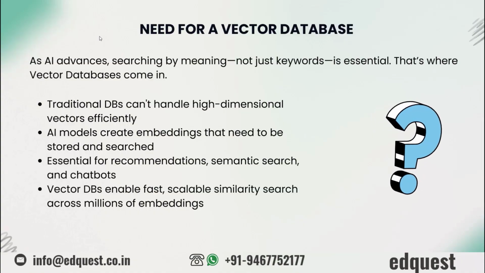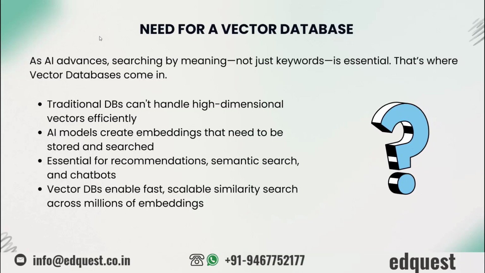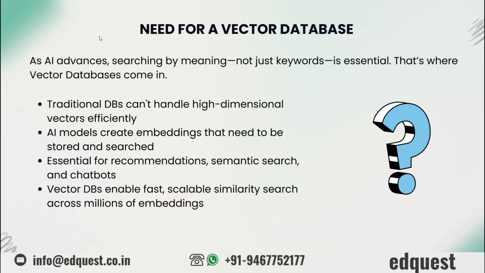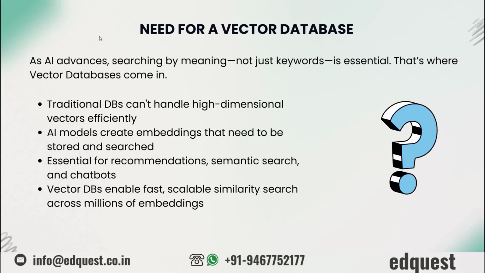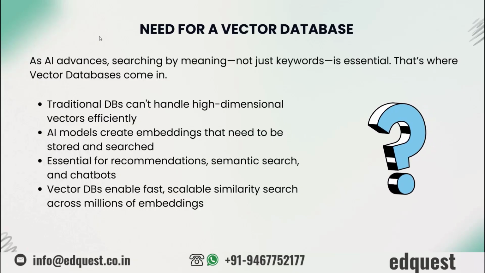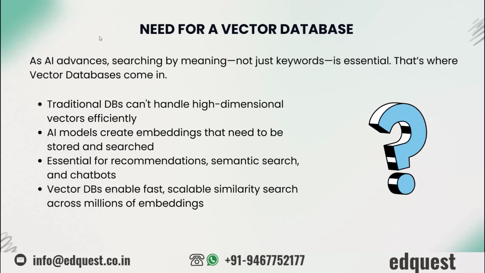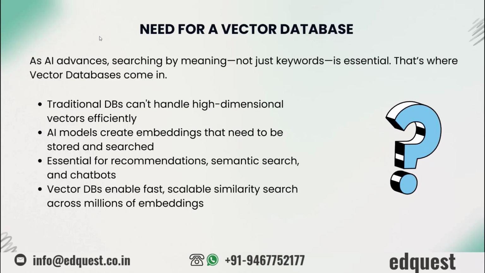In our last video, we talked about embeddings, how they convert human language into numerical vectors so machines can understand meanings. Today, we are diving into the heart of modern AI search, the vector database. We will cover why we even need a vector DB, what it actually is, and the key concepts that make it tick. Let's get started.